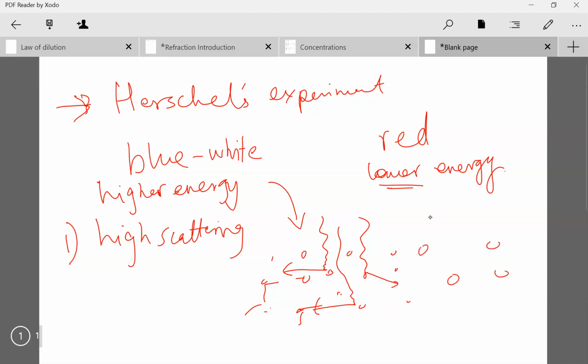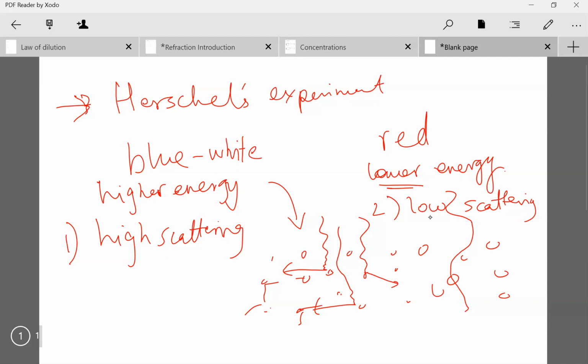Red light, on the other hand, has a lower energy, so a longer wavelength. So longer wavelengths do not scatter as much. They have low scattering. And what this means is they are not spread apart by different particles. They don't bounce off of them. They just go straight through.